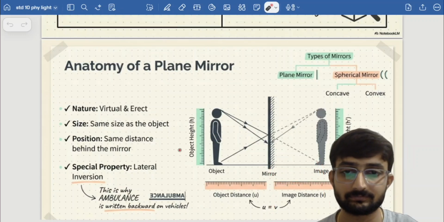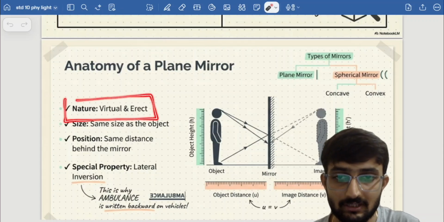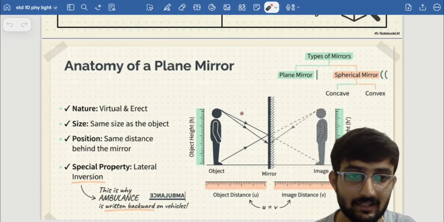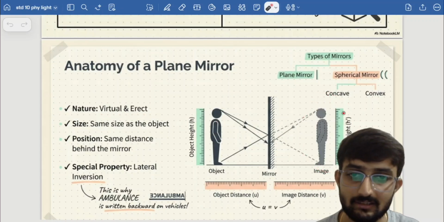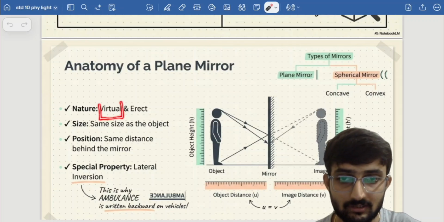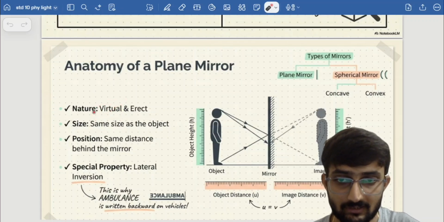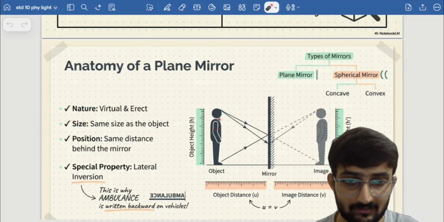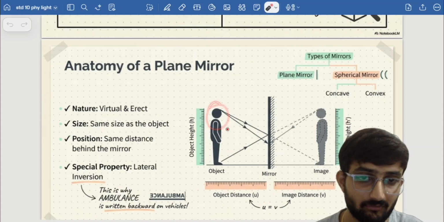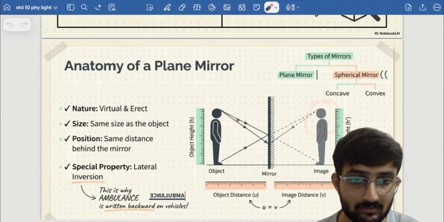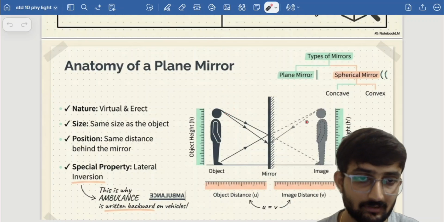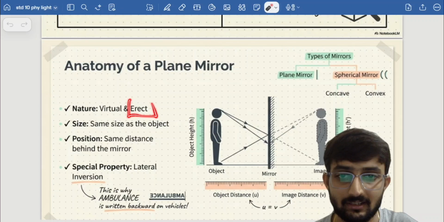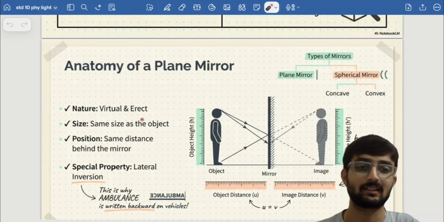Okay, so your image nature is virtual and erect. I can't capture this image onto a screen. Okay, that's why we can say that the nature of the image is virtual, erect. As we can see, the head of mine is on the upside and the head of the image is also upside. That's why we can say that the nature of the image is erect also.